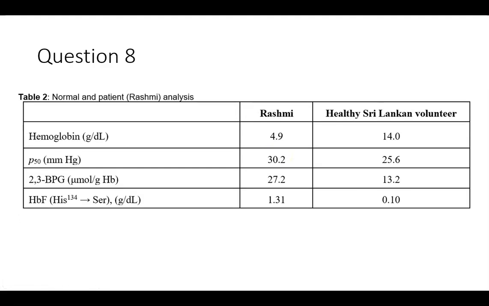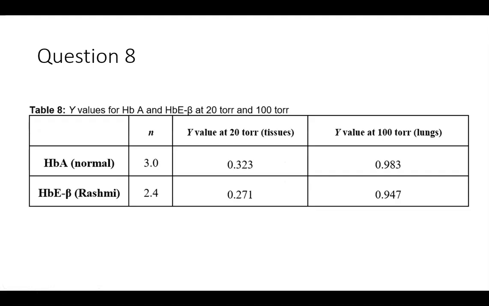Okay, so for question 8, we wanted to calculate some Y values. So you have to go and look at your background and look at your resources. And here we will need the P50. So Rashmi's hemoglobin has a higher P50 at 30.2 millimeters of mercury, and the volunteer who's healthy is 25.6. So if I use these values, and the N values I'm provided, I can obtain these Y values.